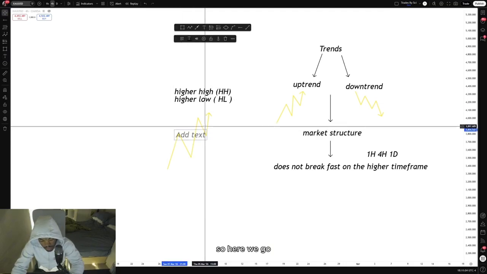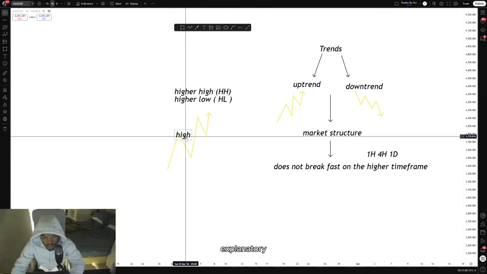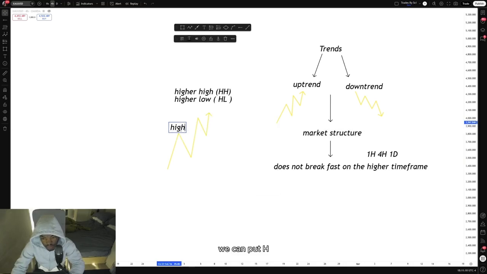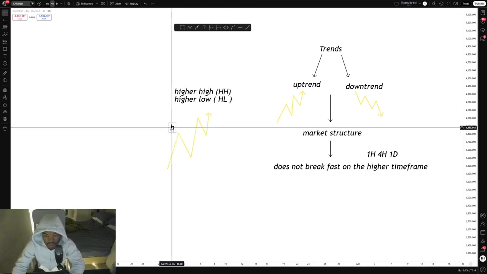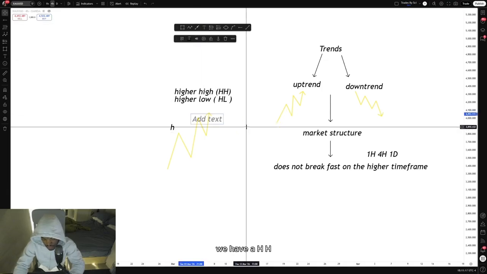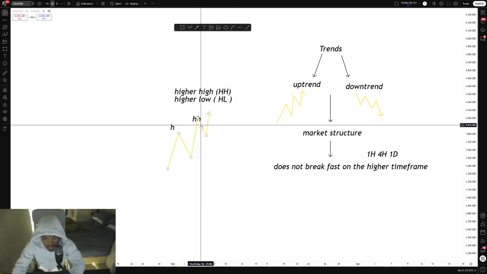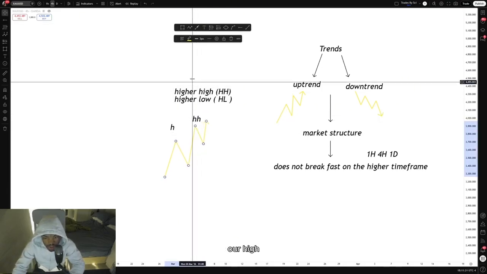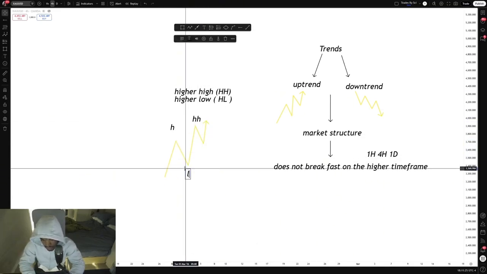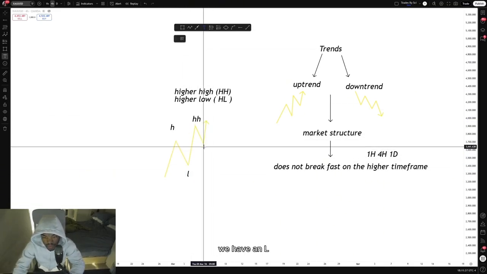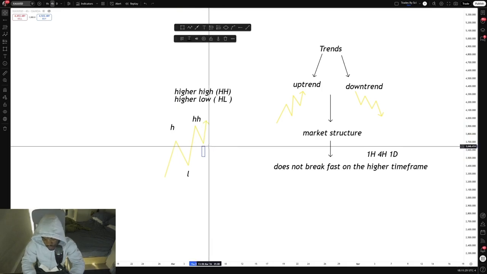So here we go. Here's our high right here. This is our high. Pretty self-explanatory. We could put H. This is our H. And then we have a HH, our higher high. This is our L. And then we have an HL.